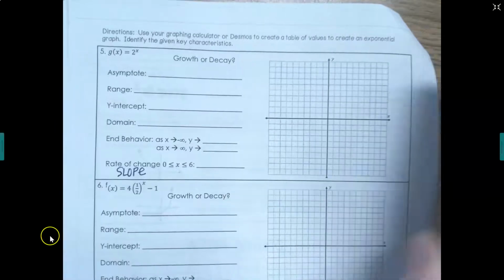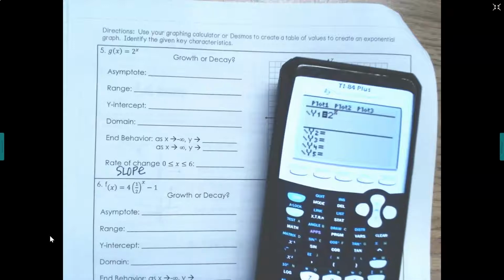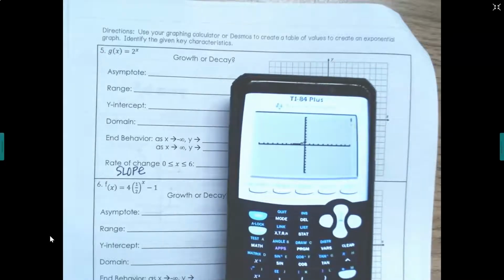All right, so let's go to our calculators and let's put 2 raised to the x into our y equals. All right, and then we're going to graph it and see how it looks.